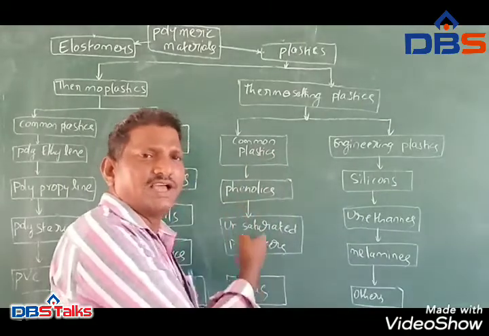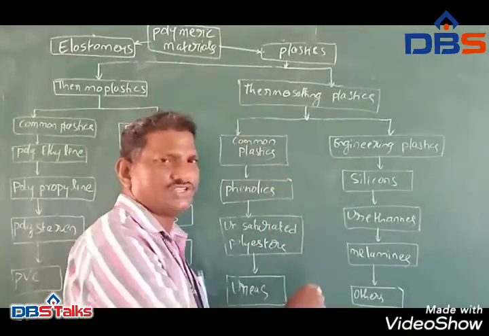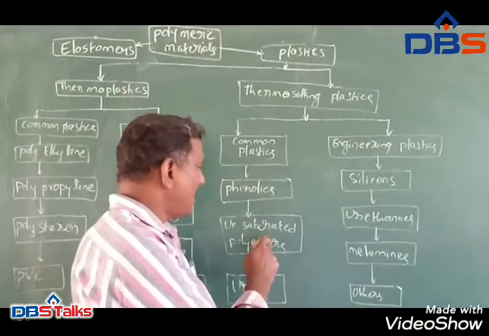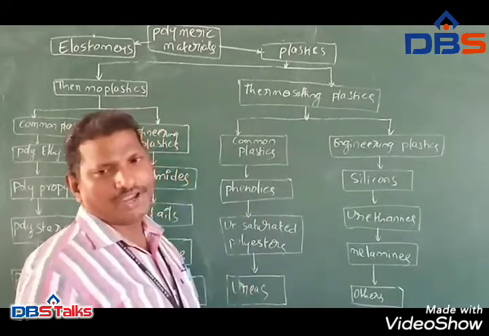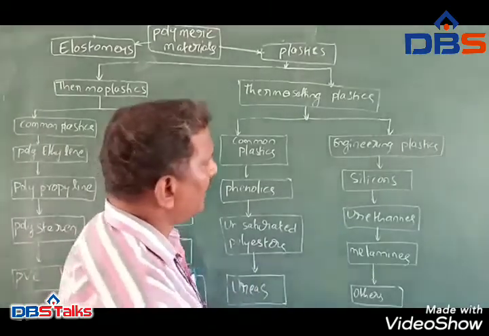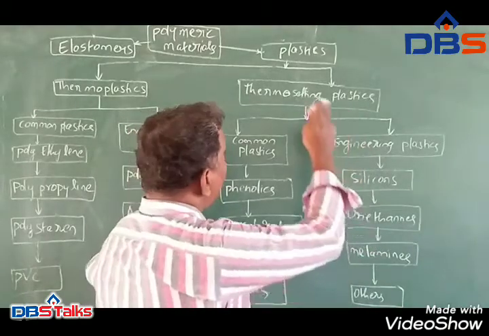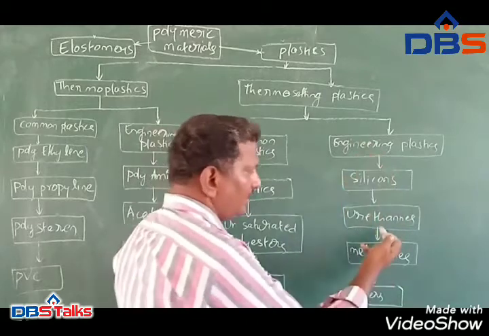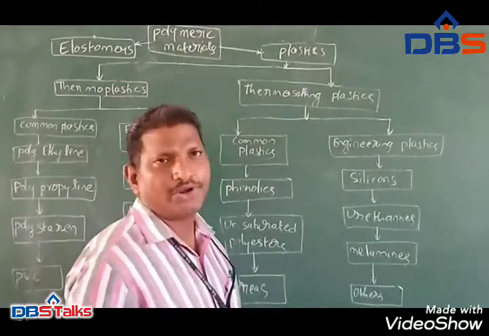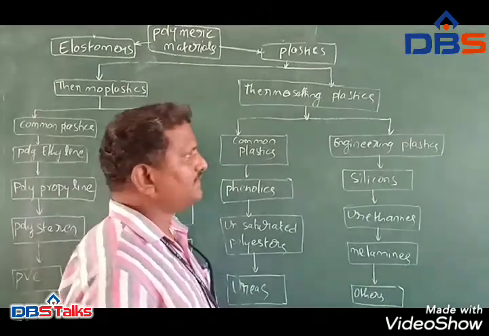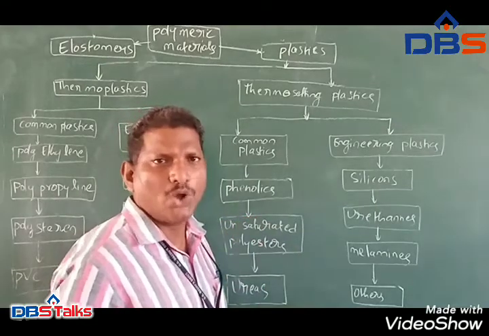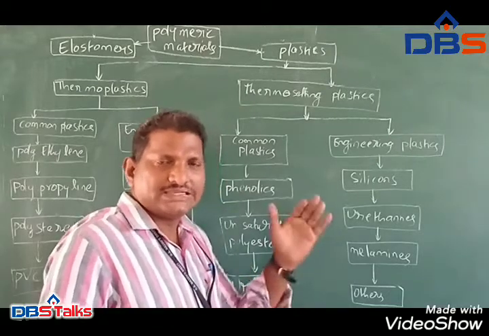Once we come to thermosetting plastics, again there are two classifications: common plastics and engineering plastics. What are the common plastics? Phenolics, unsaturated polyesters and ureas. And what about the engineering plastics of thermosetting plastics? Silicones, urethanes, melamines and others. Here also in thermoplastics, from polycarbonates we can produce other plastics also. So from this flowchart we can learn how the different plastics are produced sequence by sequence.